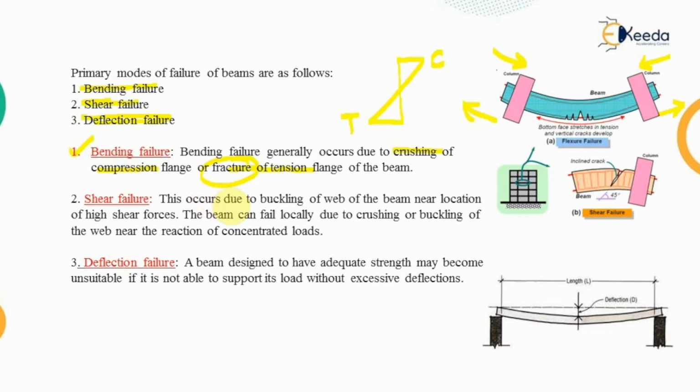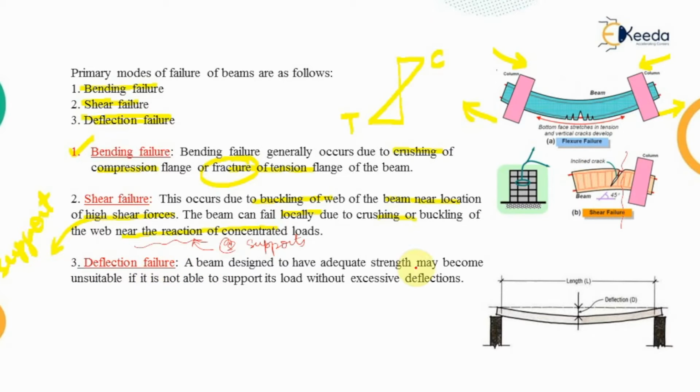This failure is known as the bending failure. The next type of failure which may occur in any beam is the shear failure, which is generally because of buckling of the web of the beam near the location of high shear forces. These high shear forces are generally around the support section of the beam. So the beam can fail locally due to crushing or buckling of the web near the reaction of the concentrated loads, and these reactions primarily act at the support. That's why the shear failure occurs near the support. So usually they fail along the support section.